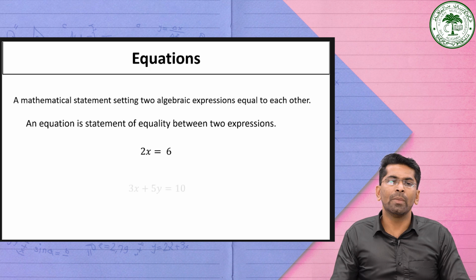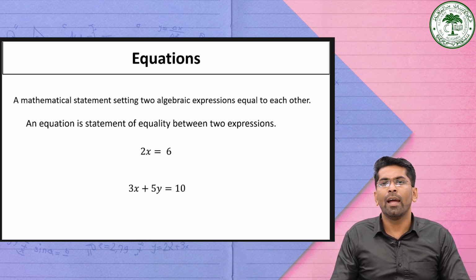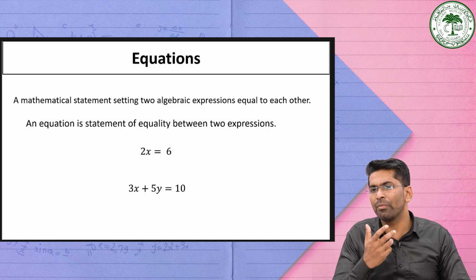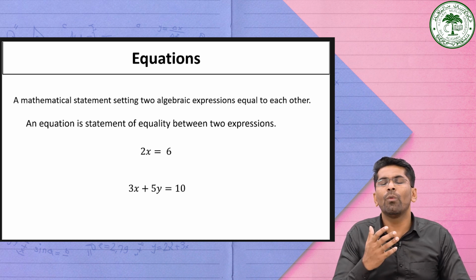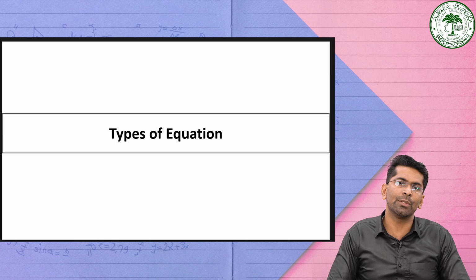See another example, 3x plus 5y is equal to 10. This is a linear equation with two variables, that is, the variables are x and y. So we have different types of equations as well. I hope you understood the concept of equation, and now we will move towards various types of equations.